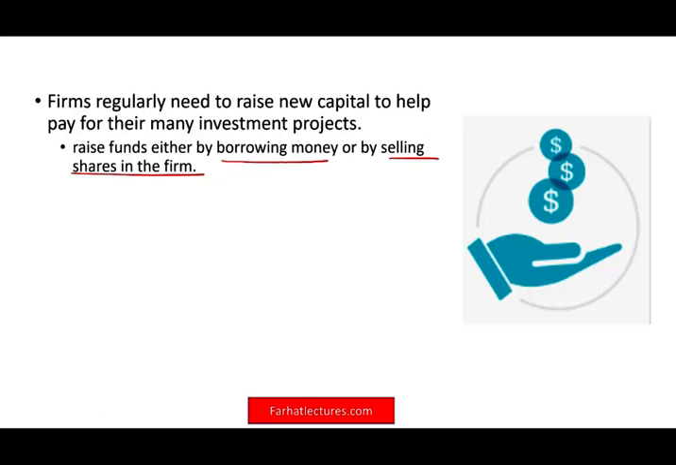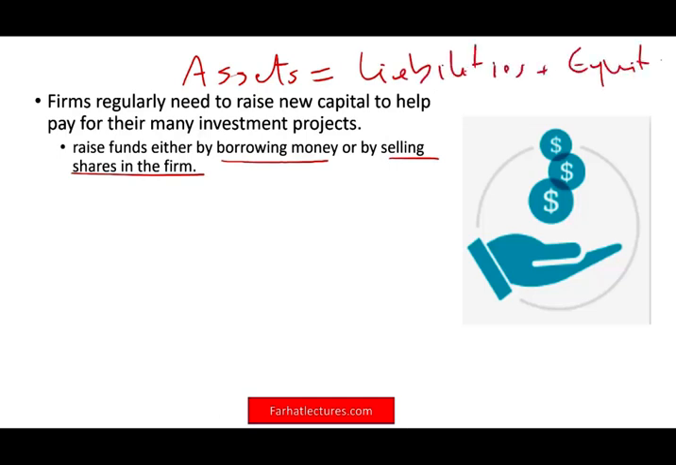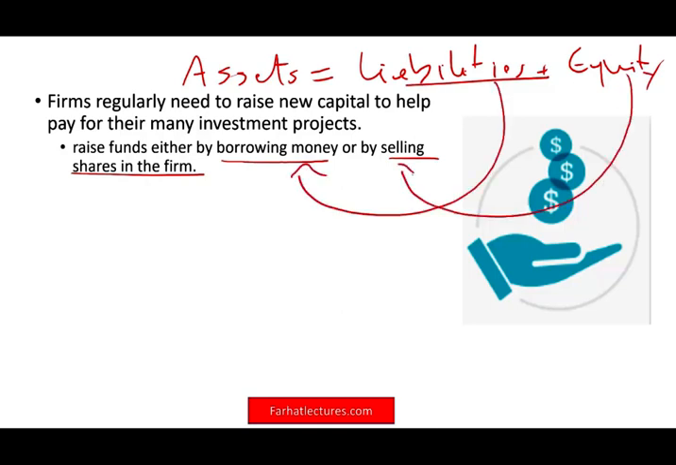So simply put, if you remember the accounting equation, and hopefully you do, it says that assets are equal to liabilities plus equity. What does that mean? It means liabilities are borrowing, debt, and equity is selling stocks. This is basically how companies raise funds, how they raise money, either to start or to sustain themselves.